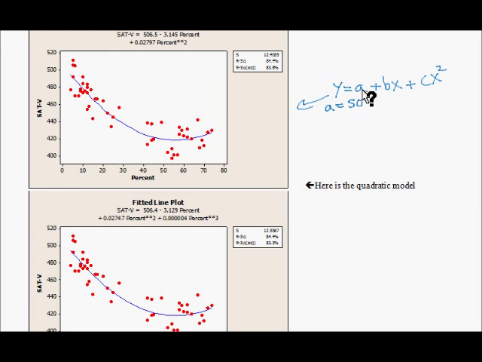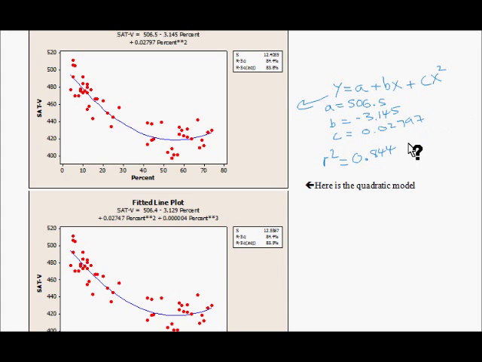Your a is 506.5. Your b, your slope, is negative 3.145, and your c, the constant for the squared term, is positive 0.02797. And r squared, we can see up here, is 84.4% or 0.844.